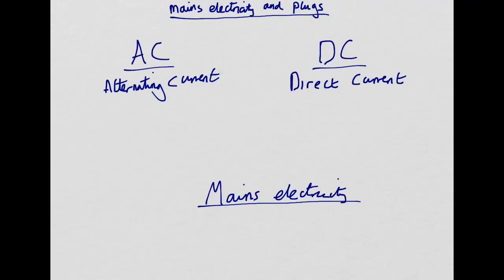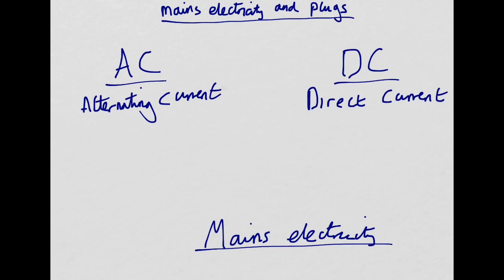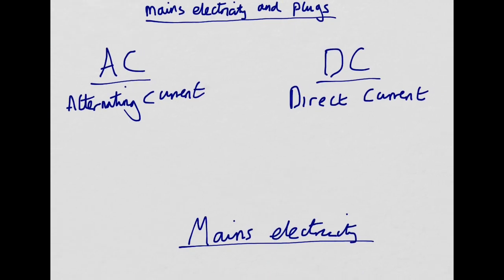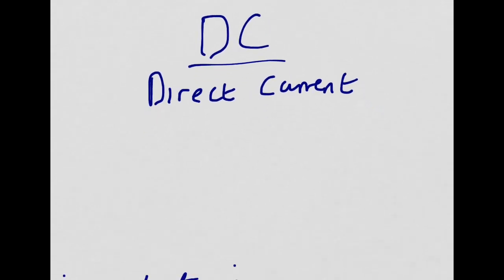Right, today we're going to look at mains electricity, and we're also going to open up a plug and look inside to see what's inside the plug. So let's start by looking at the two different types of current: alternating current and direct current. Starting with direct current, this is the type of current that we've been looking at so far.